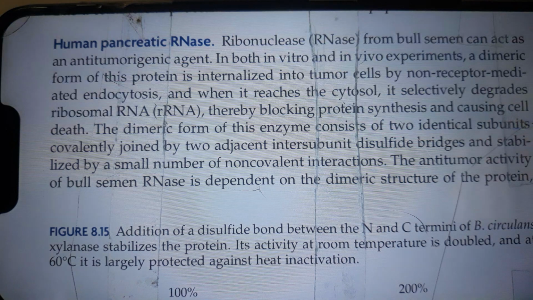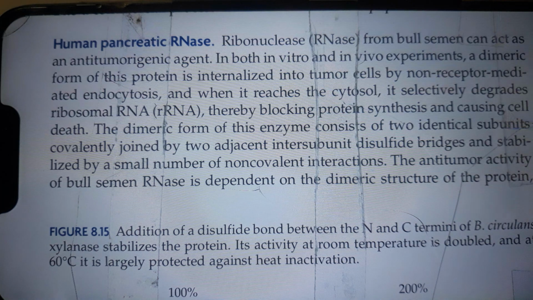Ribonuclease, RNase, from bull semen can act as an anti-tumorigenic agent. In both in vitro and in vivo experiments, the dimeric form of this protein is internalized into tumor cells by a non-receptor mediated endocytosis, and when it reaches the cytosol, it selectively degrades the ribosomal RNA, that's rRNA, thereby blocking protein synthesis and causing cell death.